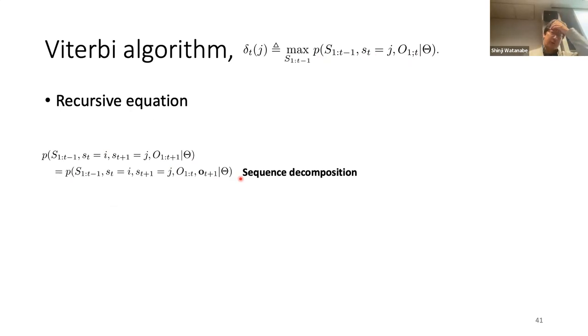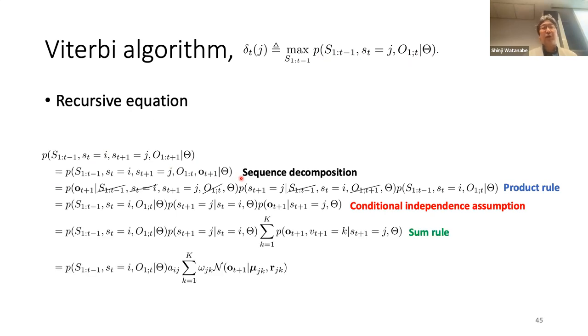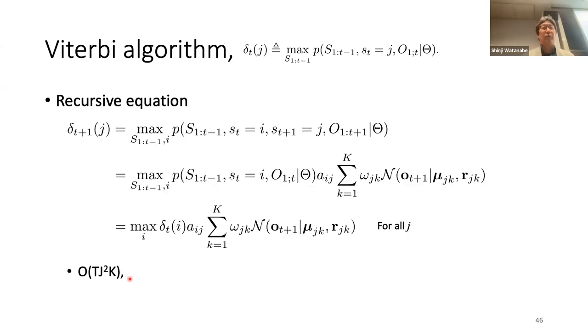So I will skip the details, but we use a sequence decomposition, a product rule, a conditional independence assumption, and some other rules to finally obtain the recursive equation. And then we take the max from S1 to S_{T-1}. But it turns out that this max is actually represented by the previous delta function. So this is the final equation.